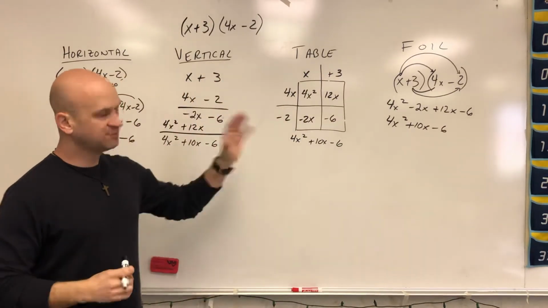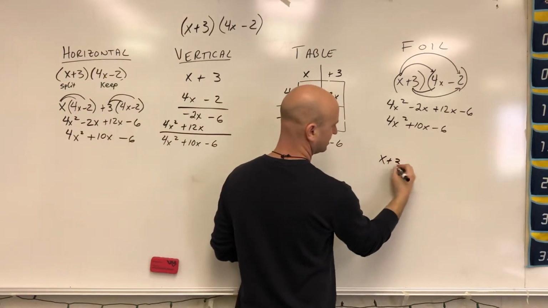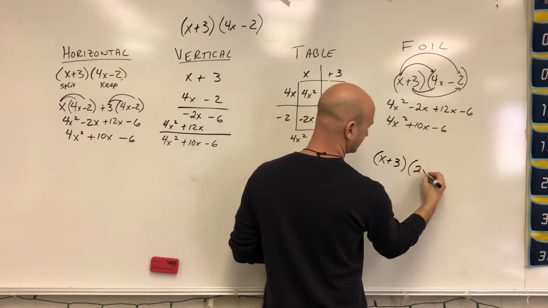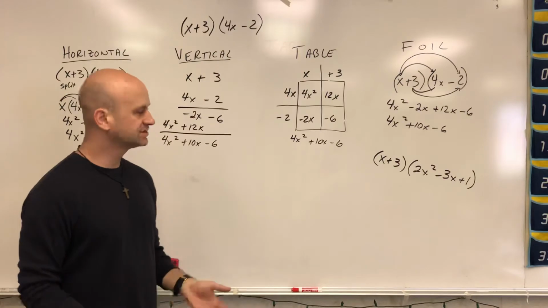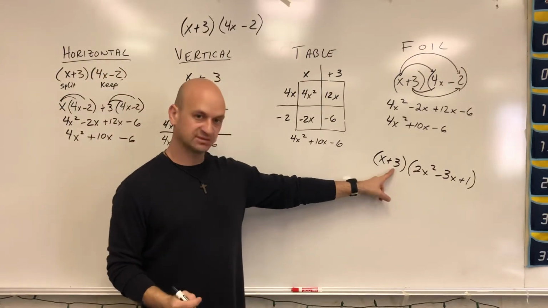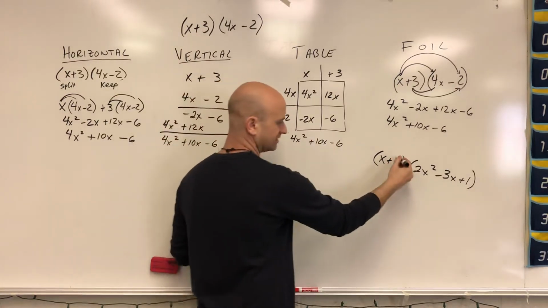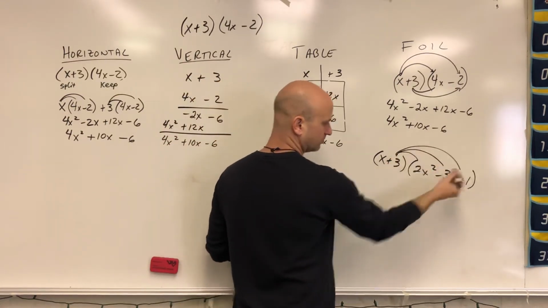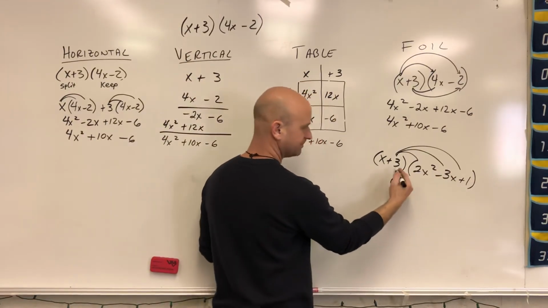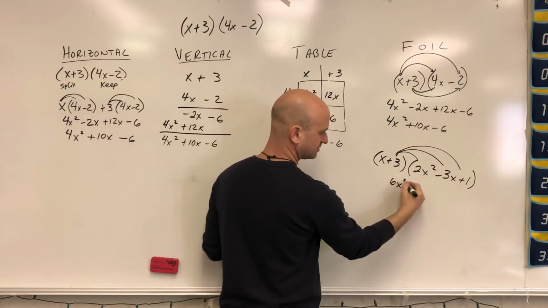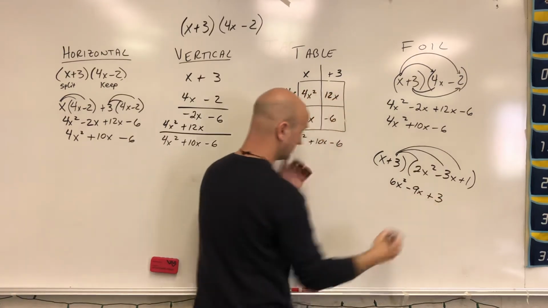Okay. Now a modification of FOIL can be used if we have a binomial times a trinomial. So what we do in this case is I'll start with the last, and I'm going to multiply it by every single term in the trinomial. So I have 3 that would multiply by those 3 terms. So 3 times 2x gives us 6x. 3 times negative 6x squared. This would give me a negative 9x, and then a positive 3.